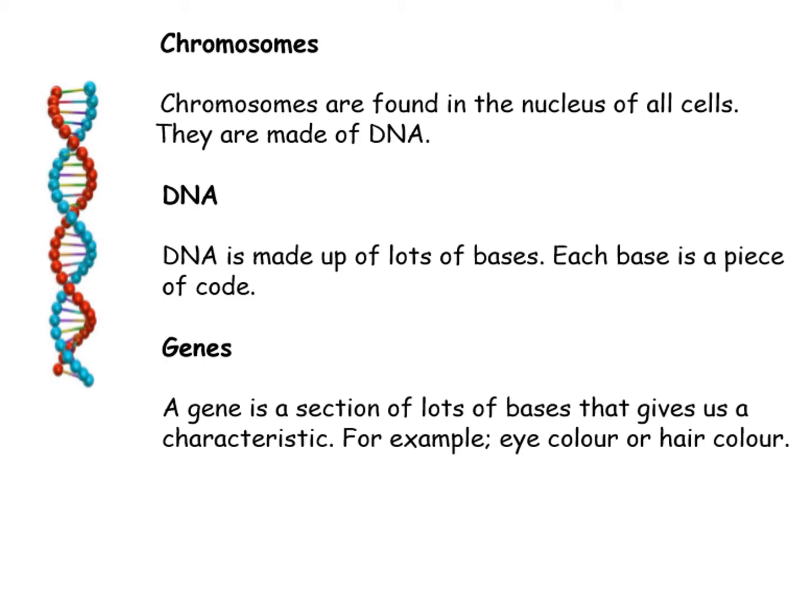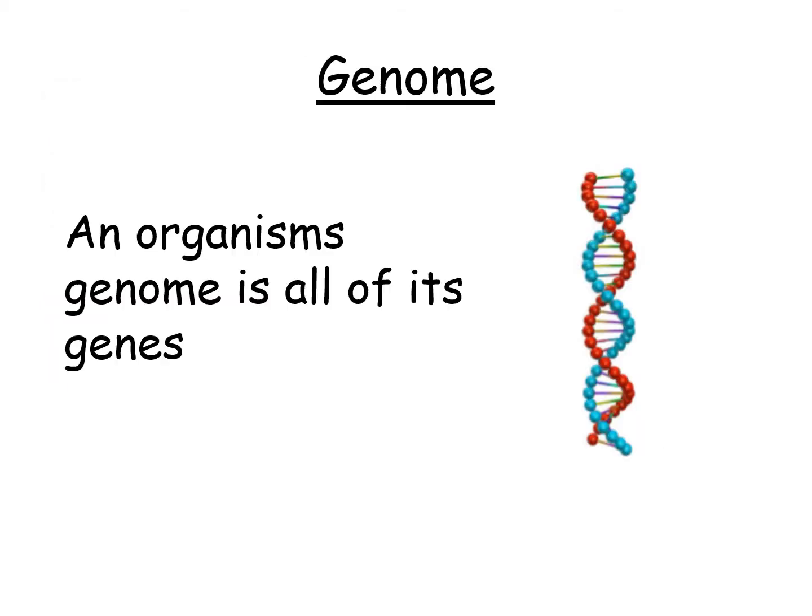So let's recap. Chromosomes, they're found in the nucleus of all cells. You've seen this slide before, we've used it quite a few times already. And we know that chromosomes are made of DNA. And we should know that DNA is made up of bases. And we should know that it's the order of the bases that gives us instructions for making proteins. And we know that a gene is a section of DNA that has instructions for making a protein and gives us a characteristic, for example, our hair colour, eye colour, etc. We should also know that our genome is all of the organism's genes.